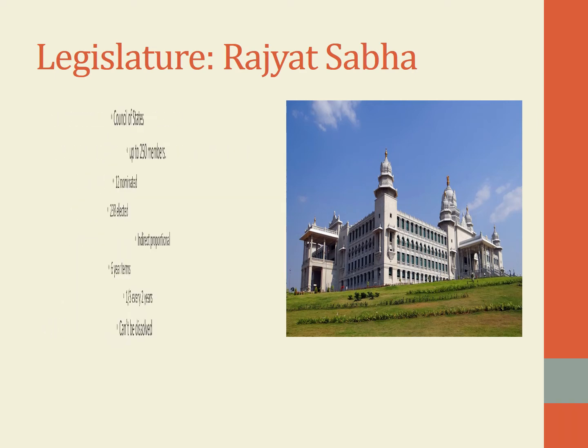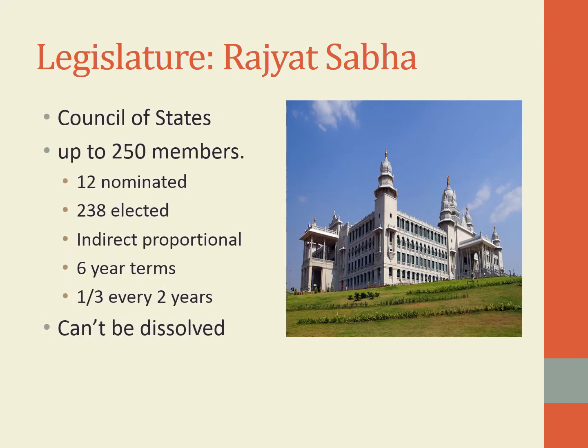The upper chamber, or Rajya Sabha, is also known as the Council of States. It has up to 250 members. 12 are nominated, 230 are elected by the states through an indirect proportional system. Each has a 6-year term, with a third of the chamber being elected every 2 years, and it cannot be dissolved.